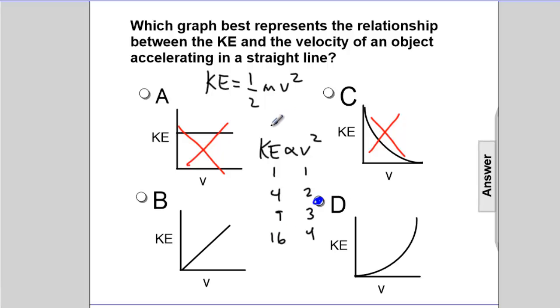Or another way to think about it, kinetic energy is proportional to the square of the velocity. y is proportional to x squared. And we know x squared is a parabola. D is the answer.